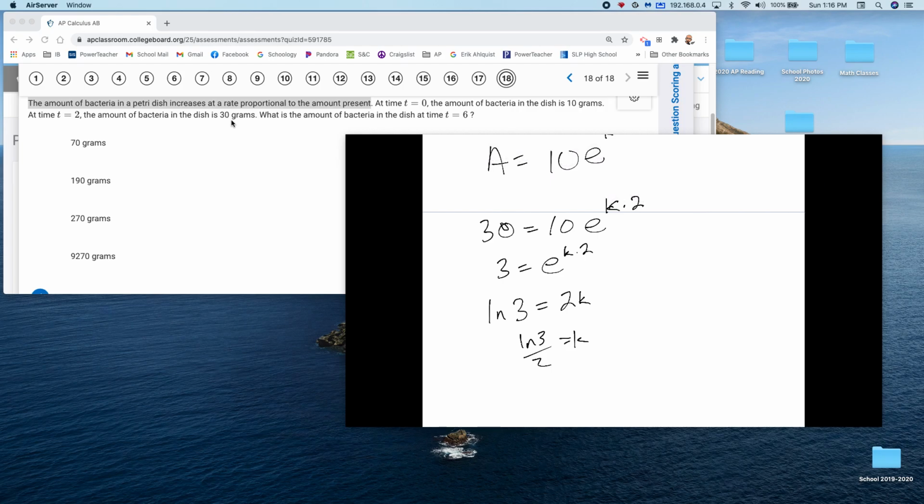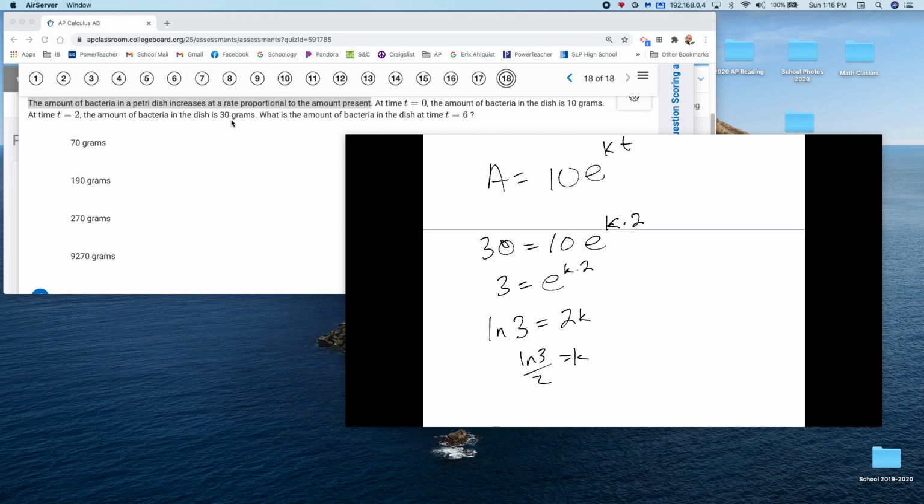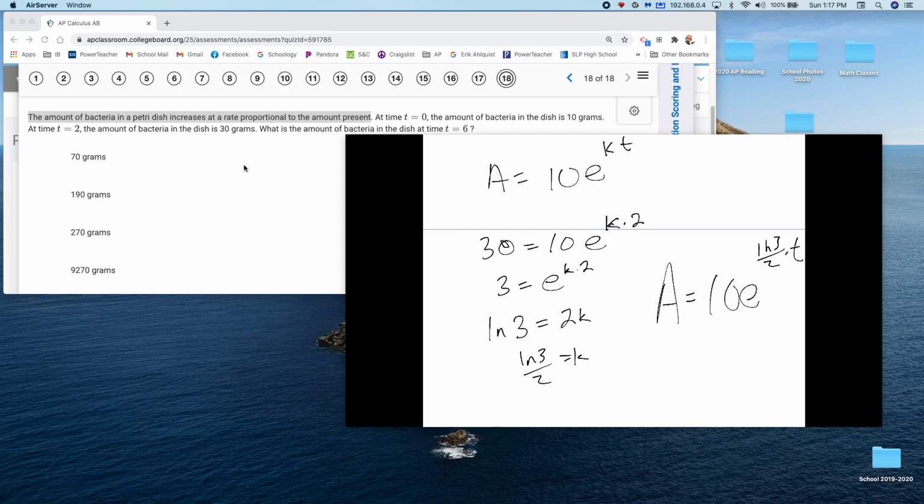Now from there, we're going to plug in 6. And when we plug in 6 to this, we have the equation A is equal to 10e to the natural log of 3 over 2 times t. And now we're just going to plug in 6.